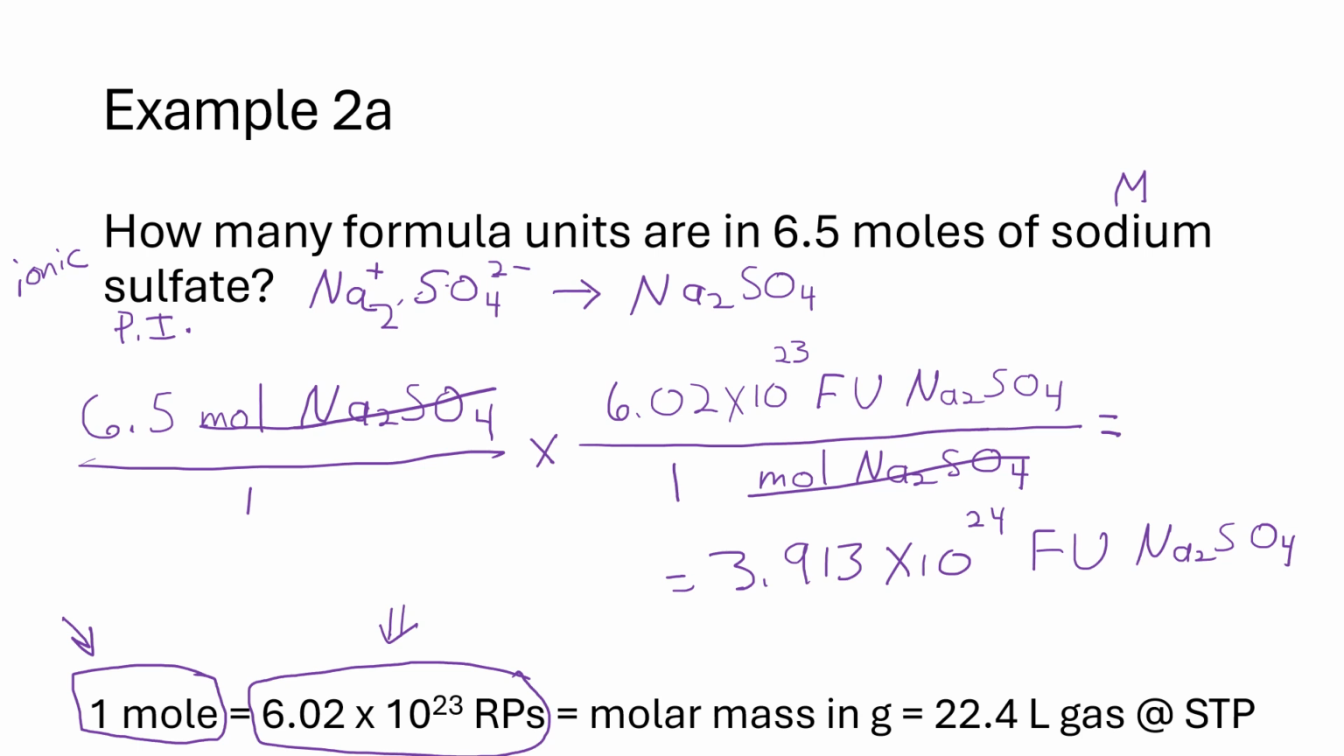One last thing I have to do is clean up significant figures. Notice that the number we were given, 6.5, that's only 2 significant figures. And so that's going to limit our answer to 2 significant figures. So we're going to round that to 3.9 times 10 to the 24th formula units of sodium sulfate. So that was part A of number 2. Let's take a look at part B.